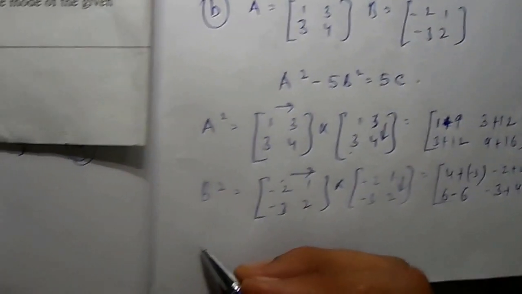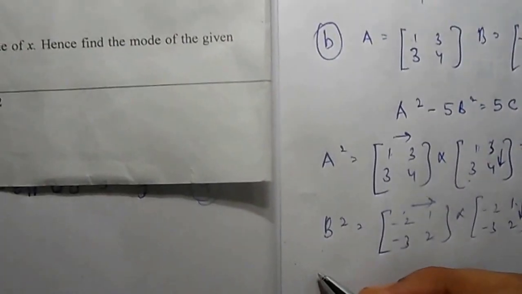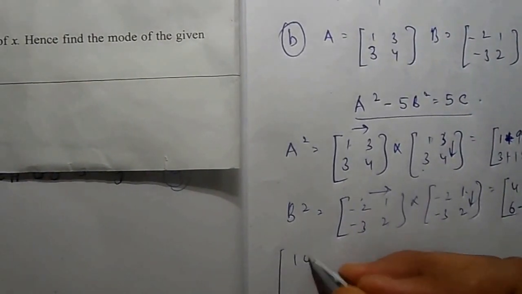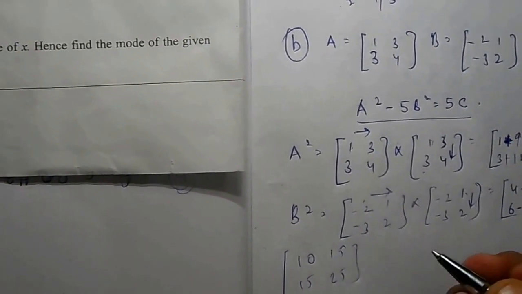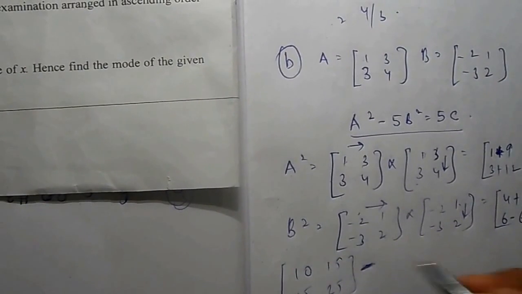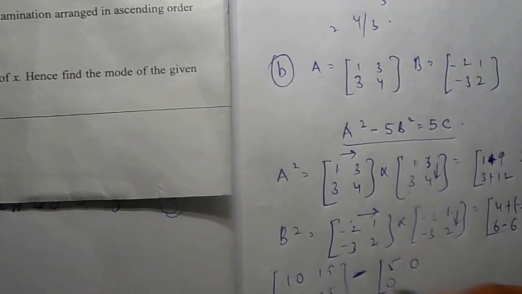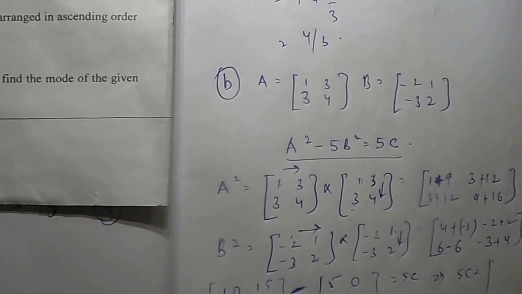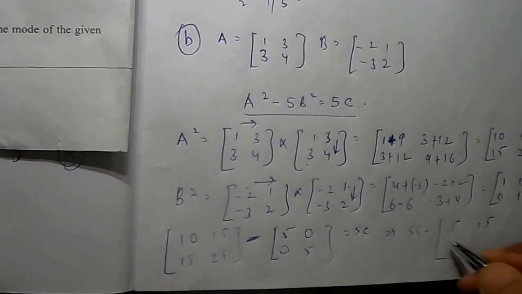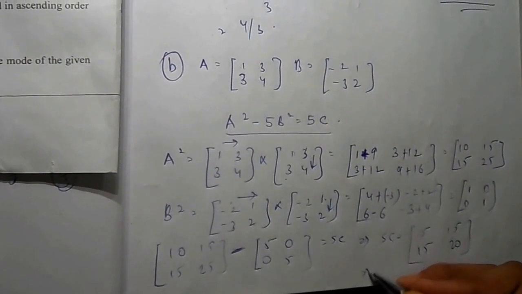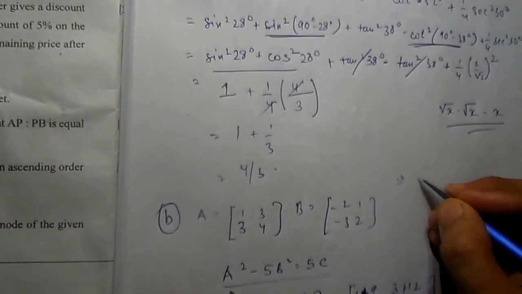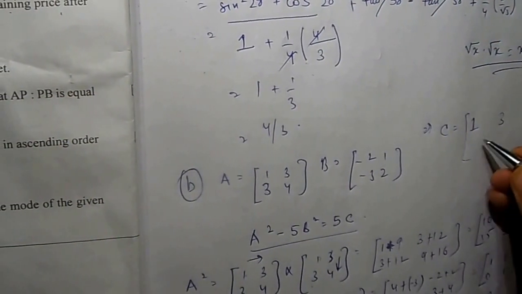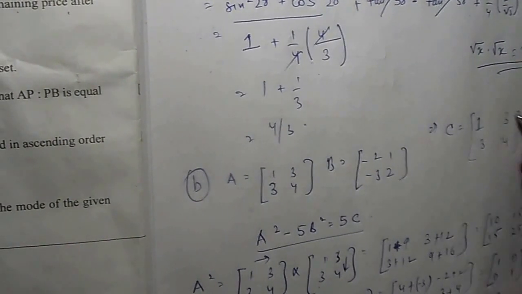Okay, nice thing. And let's put it in the equation then. A square minus 5B square, I don't have space, so I won't write the equation again. A square minus 5B square is equal to 5C. So we have A square [10, 15; 15, 25], and 5B square is 5 into the identity matrix, [5, 0; 0, 5], equals 5C. Therefore 5C equals [5, 15; 15, 20]. Therefore C will equal 5 divided by 5, everyone knows that, 1. 15 divided by 5, 3. 15 by 5, 3. 20 by 5, 4. So this is your C, I guess. That's the answer.